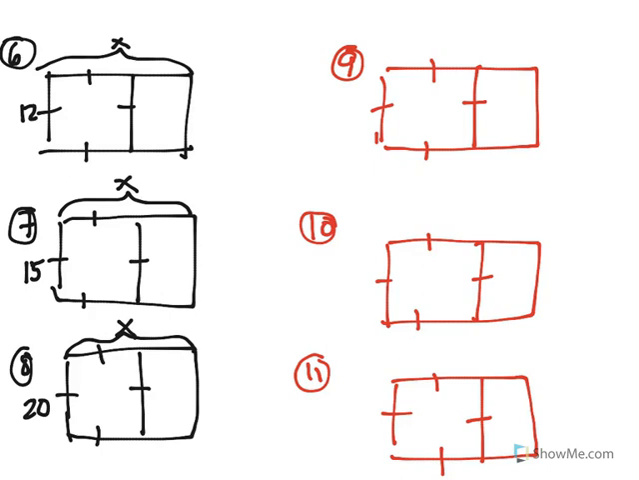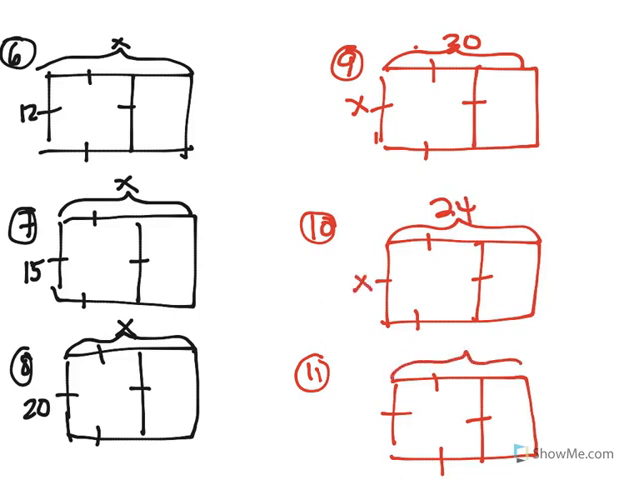Let's see here. This one's going to be 30 up here, x right there. This one will be 24, x. And this one's going to be 10, x. So you have these 6 problems. Figure out your ratios. Let's round to 2 decimal places, and have those done when you come to class tomorrow.